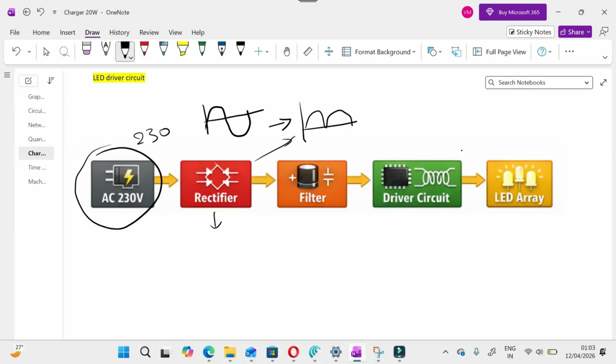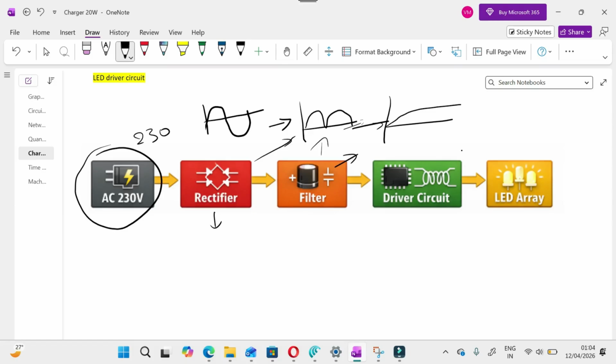Once this pulsating DC is achieved, next is filtering, and it is done by a capacitor. This capacitor will be of very high capacitance, so that the ripples will be completely removed and it will be almost a constant DC line. That is what is achieved from a filtering circuit.